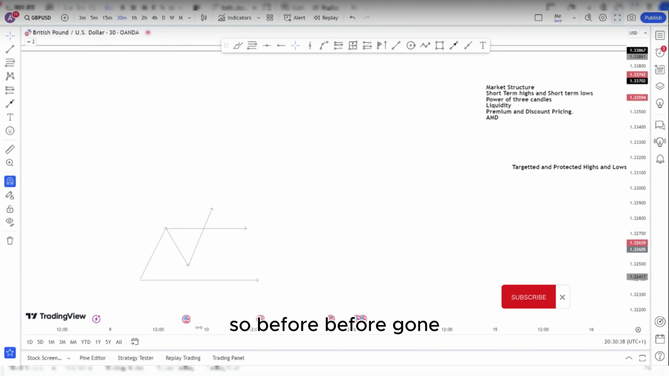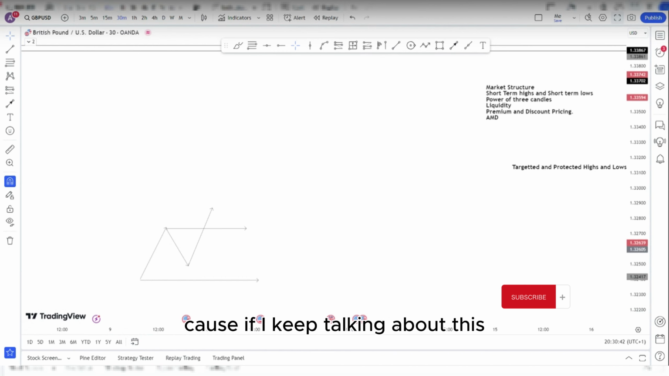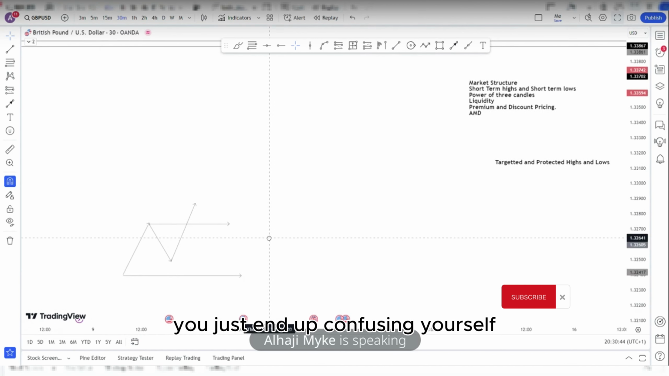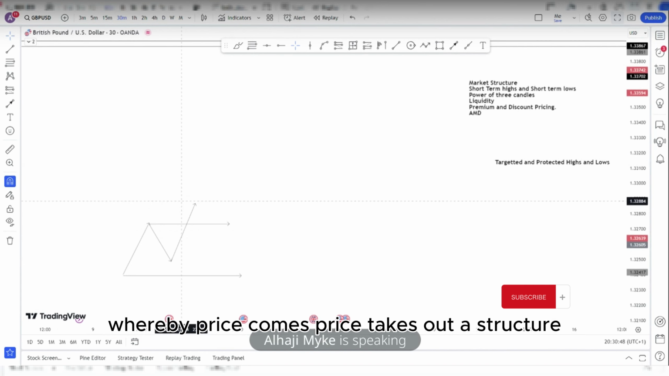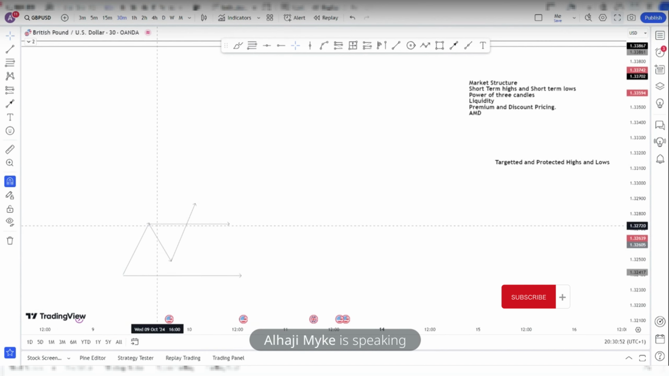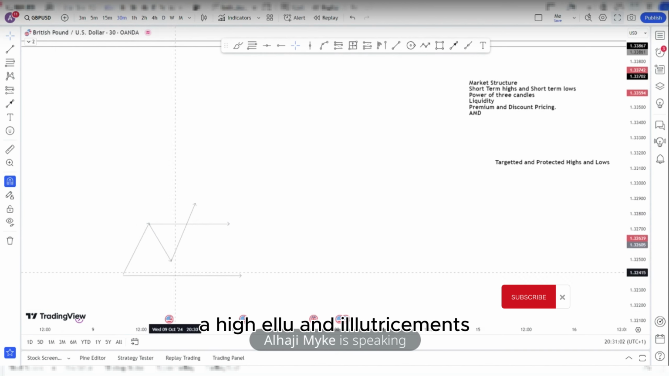So before we go on, let me just simplify this for you guys, because if I keep talking about this, you just end up confusing yourself. So there's this general rule to the market here, whereby price takes out a structure. And what I mean by a structure is a high, a low, and a retracement. You understand?